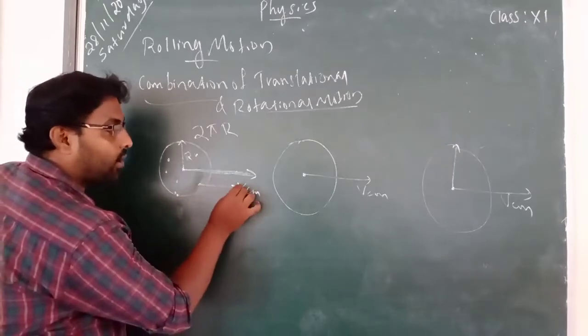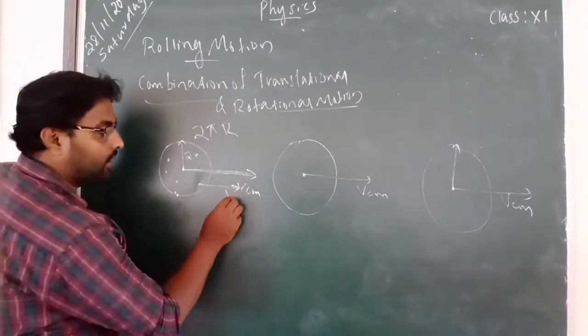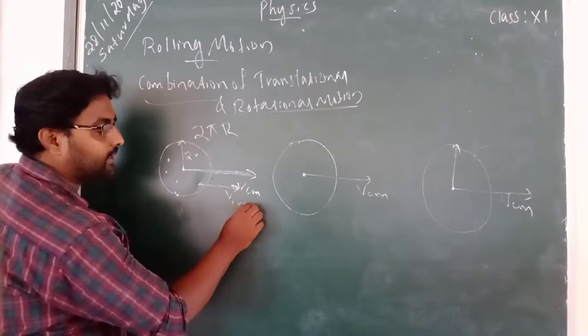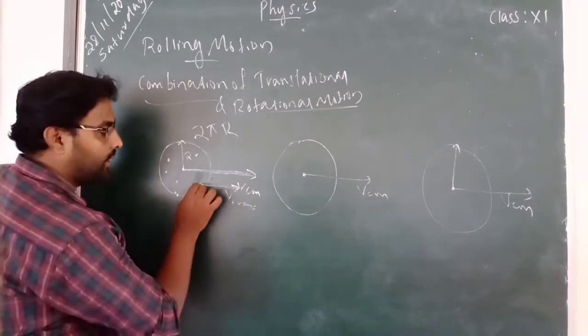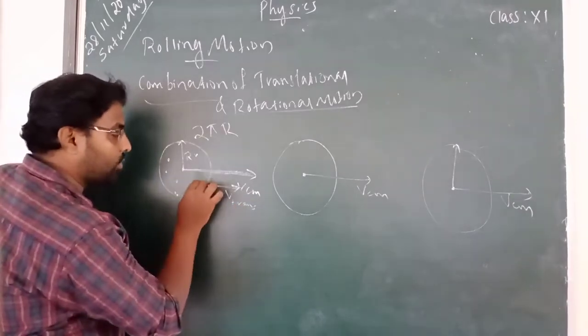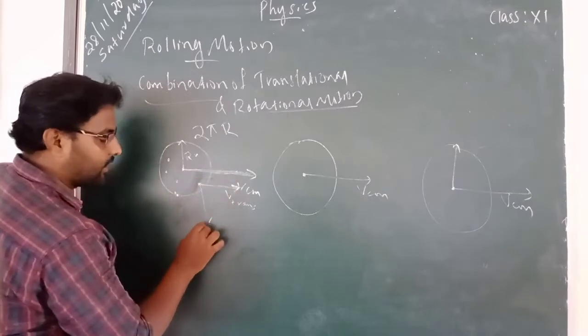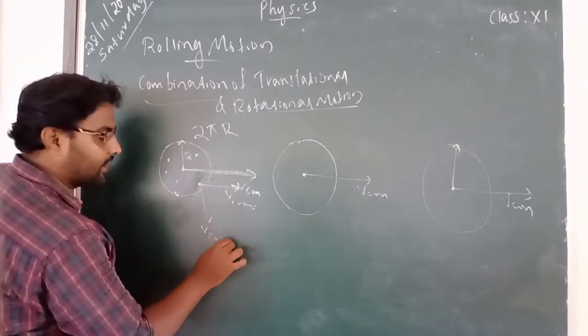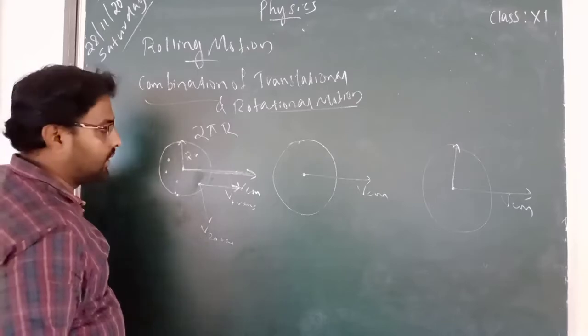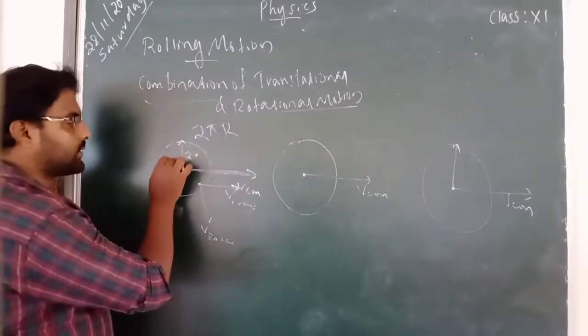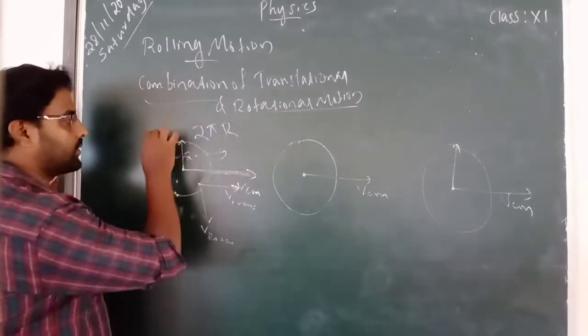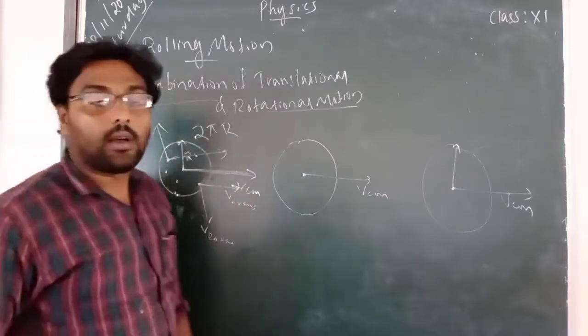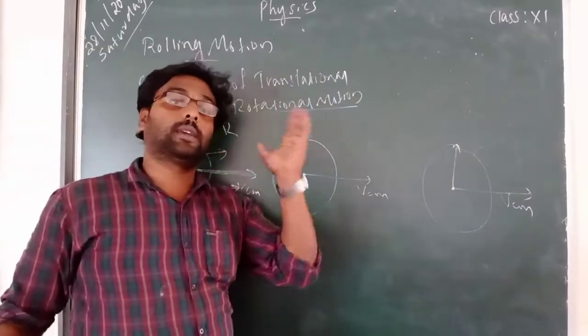One is along with the center of mass, that is translational motion. Another one is with respect to this, which will turn, so we get the rotational vector. Any point you choose has these two motions, which is what we first saw.